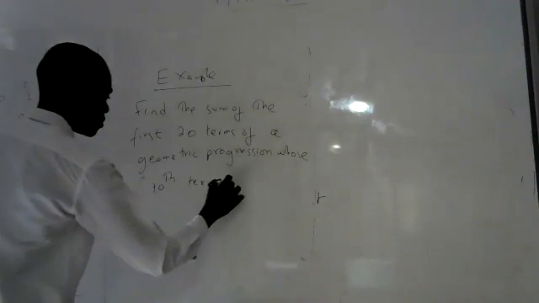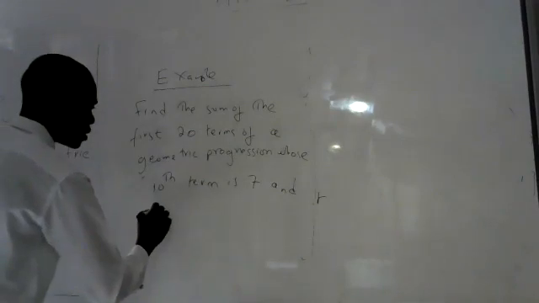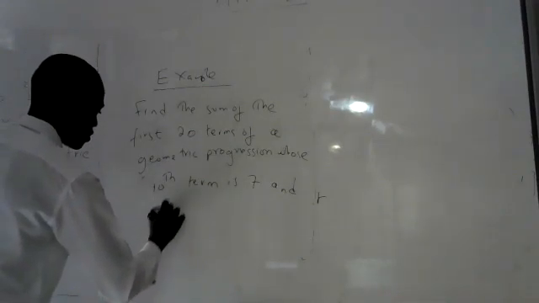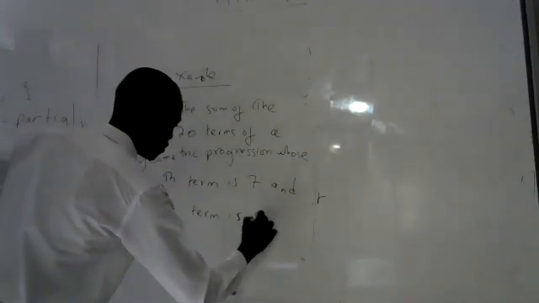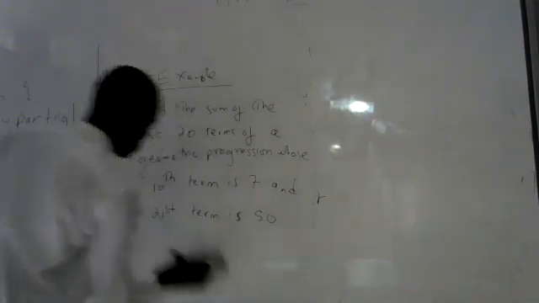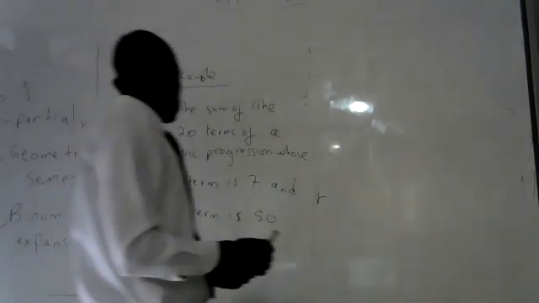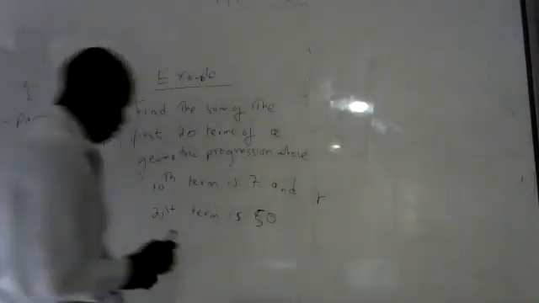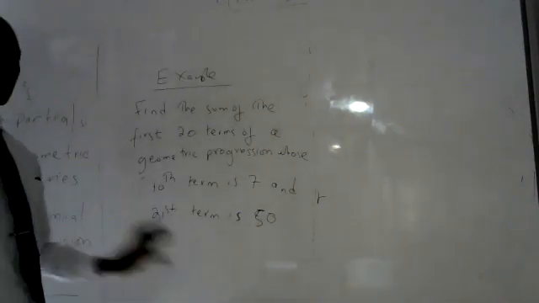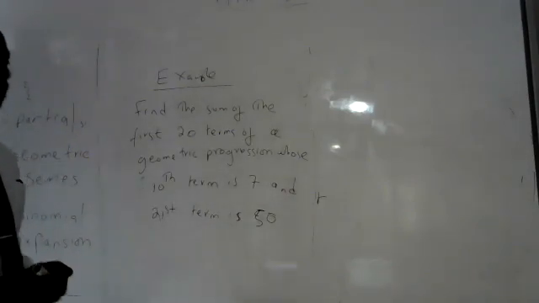10th term is 7 and 21st term is 50. Find the sum of the first 20 terms of a geometric progression whose 10th term is 7 and 21st term is 50. Remember, these two terms in the sequence completely characterize the geometric sequence. Once I know any two terms, I can find all the information I need.